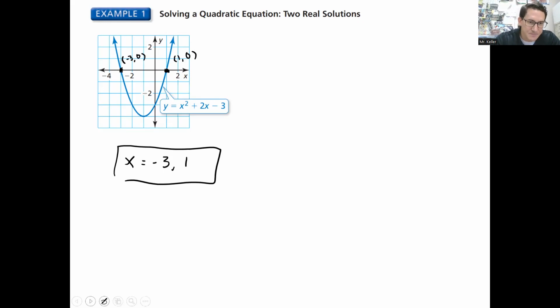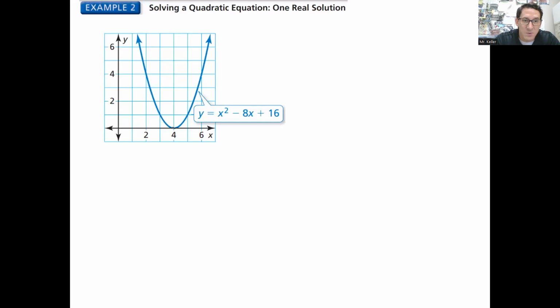It might not cross at 2 spots. It might look something like this, where we just have the 1 point, if its vertex is right there on the x-axis. So the coordinate of this point is 4, 0, right? So the solution of this graph is just x equals 4. That's it.